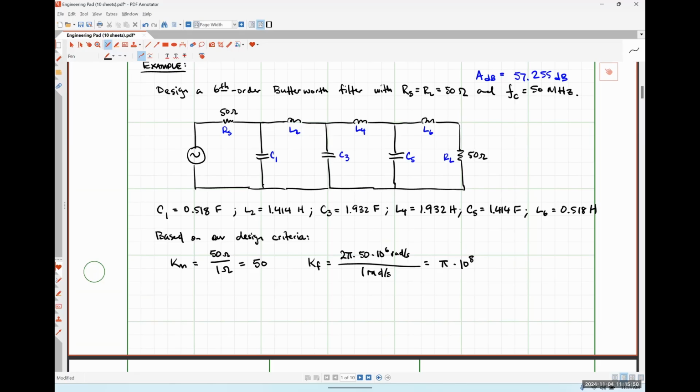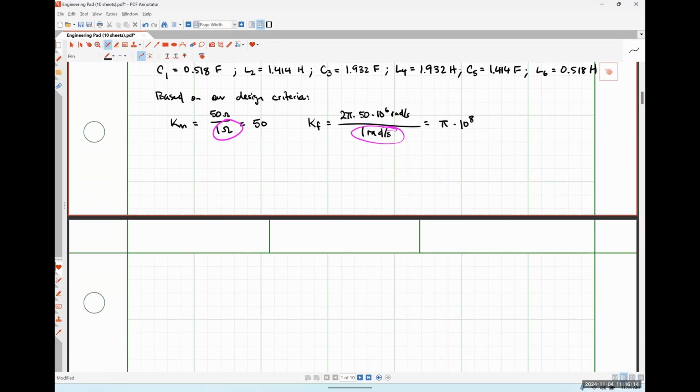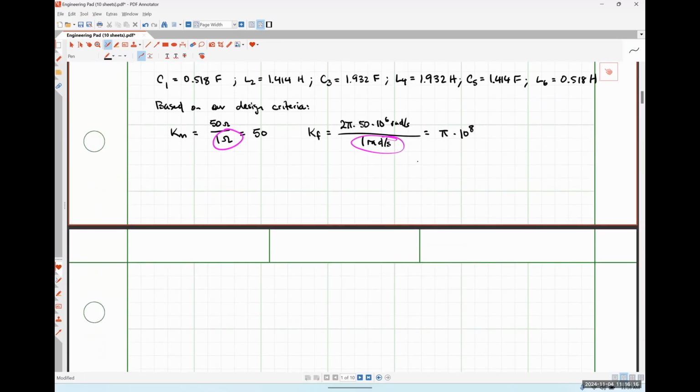So just to be clear here, the reason why I'm putting 1 ohm down here is because my table says RS is equal to RL is equal to 1 ohm, and 1 radian per second here is because the table is valid for omega C is equal to 1 radian per second. All right. So now it's just some math, okay? So let's scroll down here really quickly.